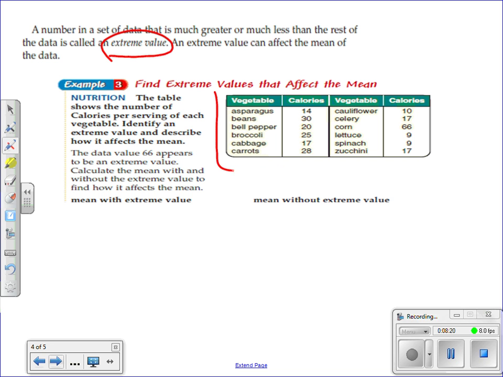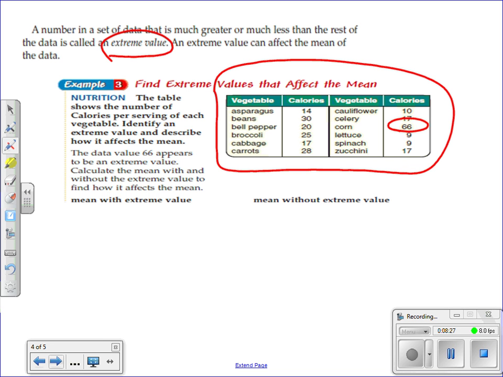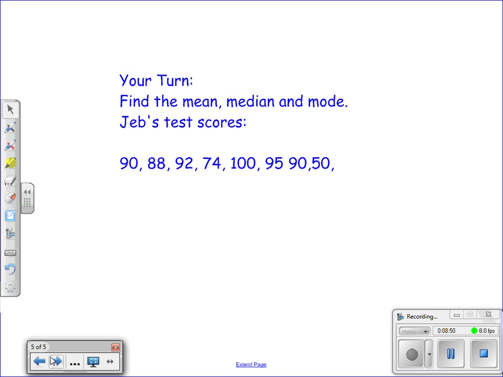Here we look at our crop of vegetables and the calories in these vegetables. And one of them is 66. It's totally different. What if we take that value out? What do you think is going to happen to the mean? So the mean without the extreme value is going to be less. The mean with the extreme value is going to be more. I want you to be aware how one piece of data can affect your mean.